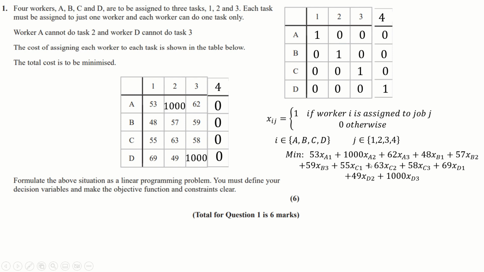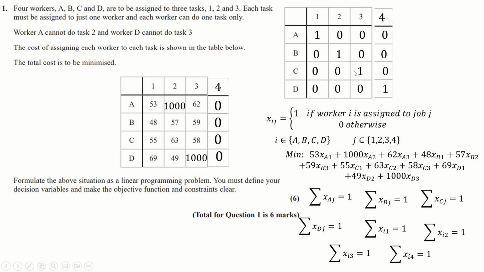So that's there. And of course, we're under the constraint that the sum of this row must be 1, the sum of this row must be 1, the sum of this column must be 1, and so on. So the sum of A with any j must be 1. Essentially, there can only be one 1 here, and there must be a 1. And the sum of B with any j is 1, and C, and so on. And also the rows. The rows must also do the same thing. So the sum of I1 and sum of I2 and so on must also be 1. And once you've done all that, that's the question done.